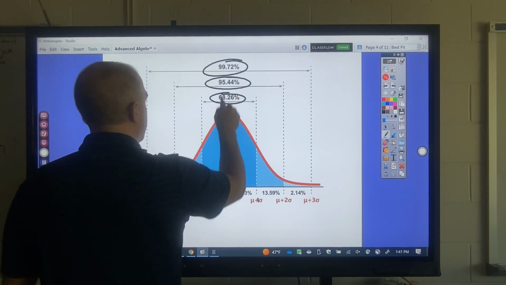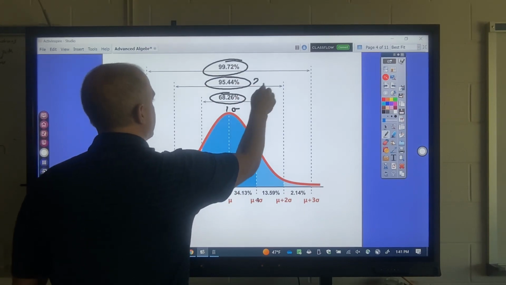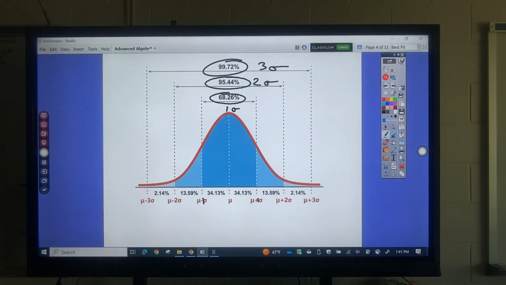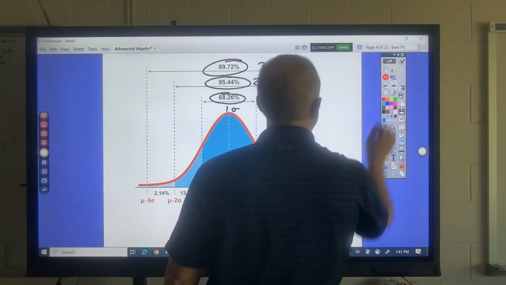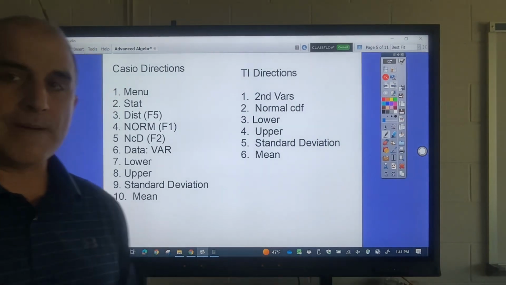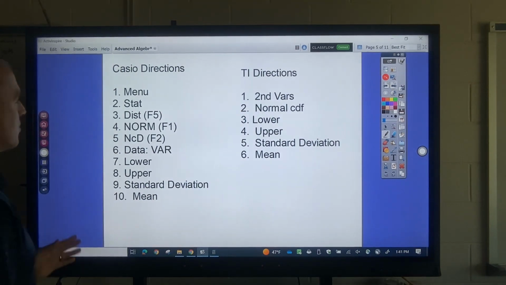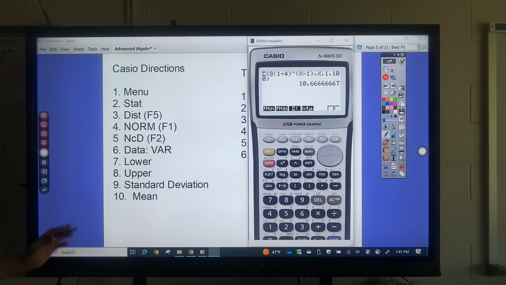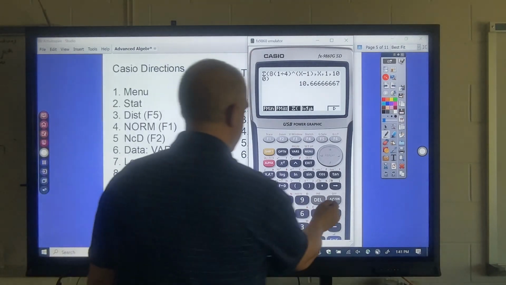So you need to know these amounts. This is within 1 standard deviation, this is within 2, this is within 3. Now, let's talk about how you calculate probability with your calculator.